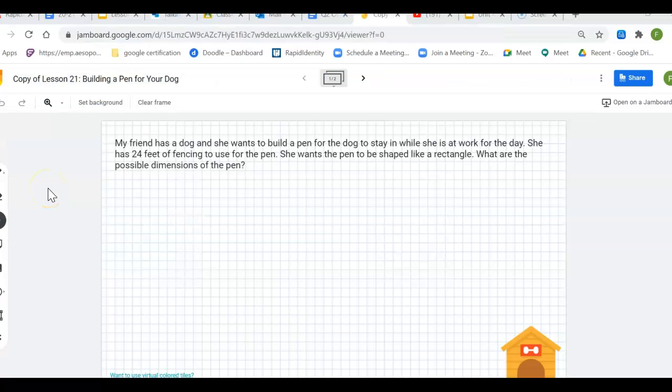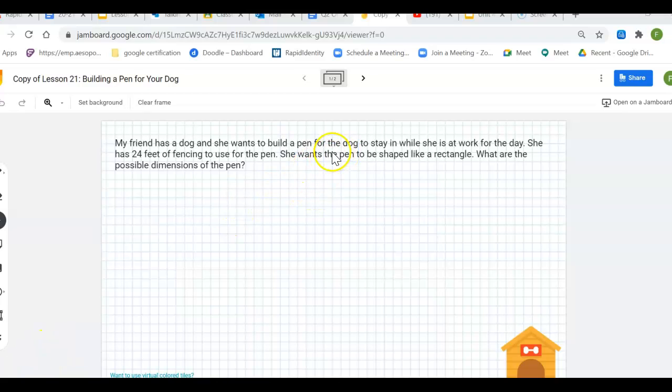All right, so this is the Jamboard that you should have up, and I'll go ahead and read it. My friend has a dog and she wants to build a pen for the dog to stay in while she is at work for the day. She has 24 feet of fencing to use for the pen. She wants the pen to be shaped like a rectangle. What are the possible dimensions of the pen?